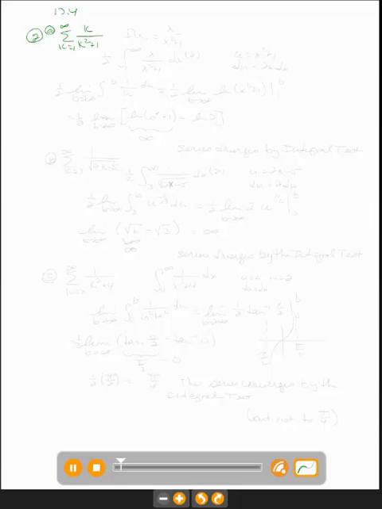So we are going to look at this and say the function that I want to deal with would be x over x squared plus 1. It is positive for x is greater than or equal to 1. And they are decreasing. If you start putting in numbers, you'll see that it is decreasing. And so now we're going to look at the integral.